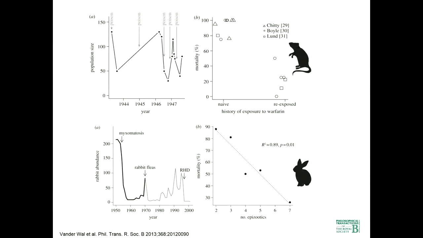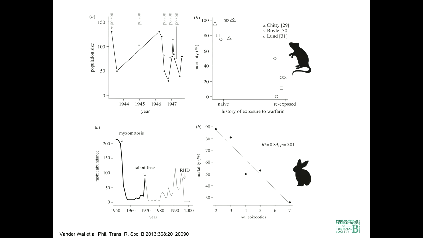that was introduced to control rabbits. The population absolutely plummeted. But then over a decade or so, it came back up, was rising steadily. Rabbit fleas were introduced to actually enhance the spread of myxomatosis. It crashed again. It came back up. Rabbit hemorrhagic disease, another virus, was introduced, went back down. And again, same sort of thing.